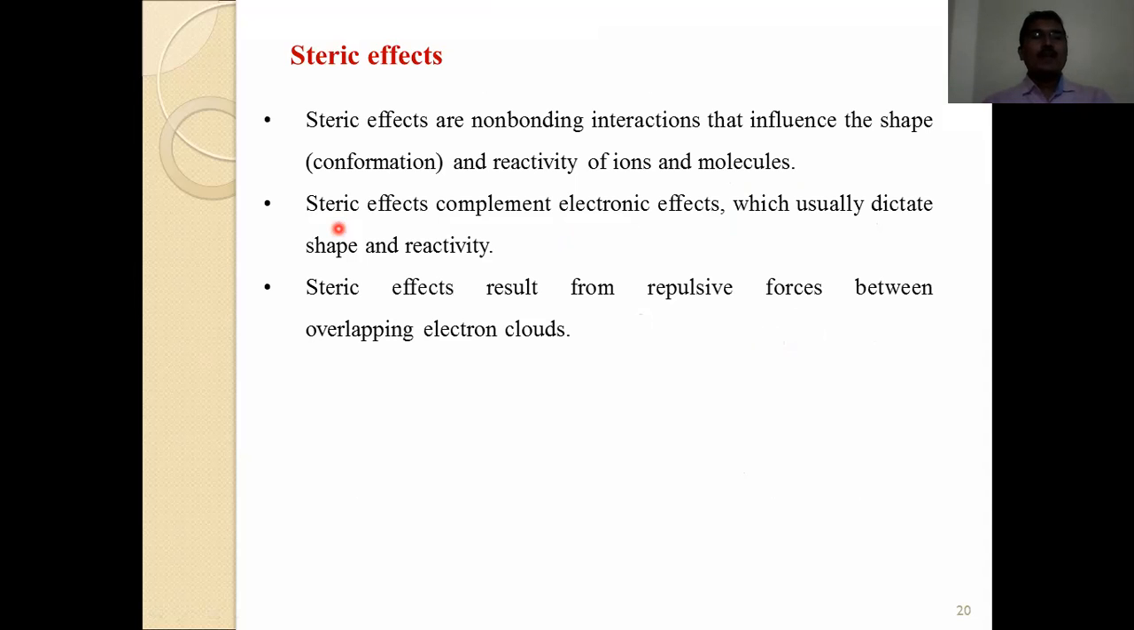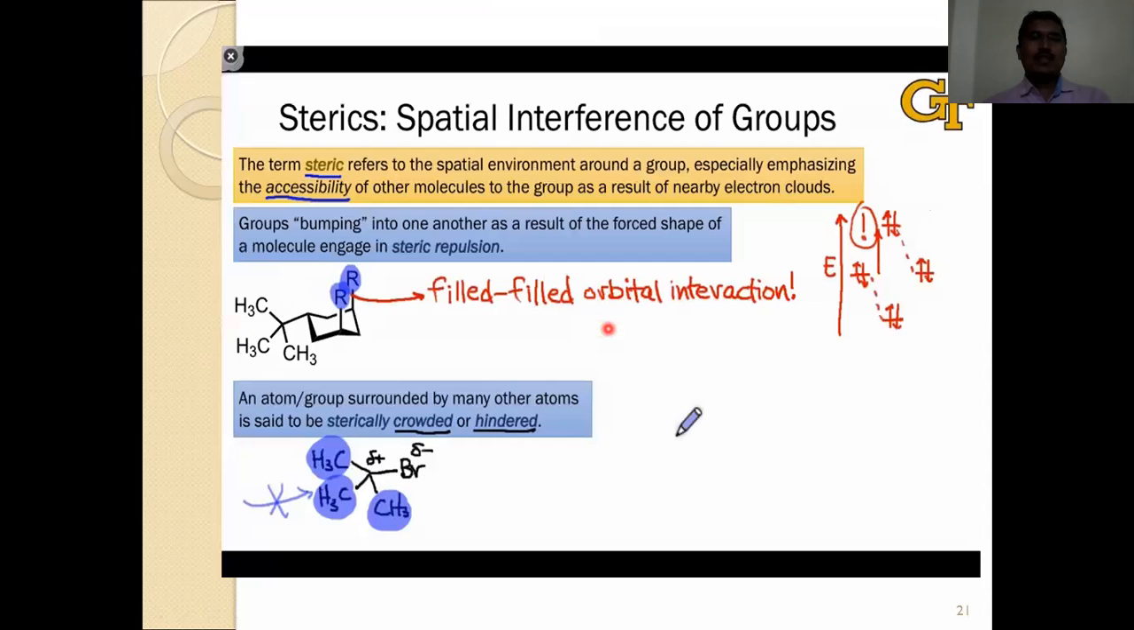Steric effect. Steric effects are non-bonding interactions which influence the shape, conformation, and reactivity of ions and molecules. Steric effects complement electronic effects which usually dictate shape and reactivity. Steric effect results from the repulsive force between overlapping electron clouds. Steric means spatial interference of the groups. Steric effect means a more bulky group is attached to another molecule. That means the steric effect is there.